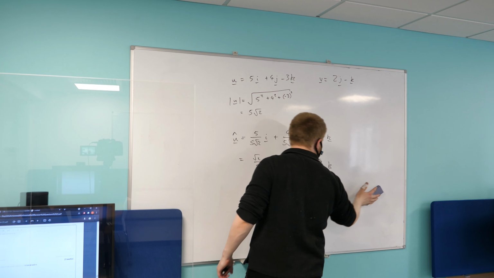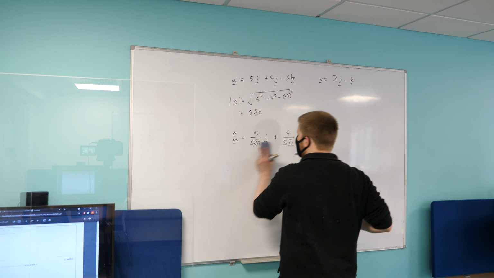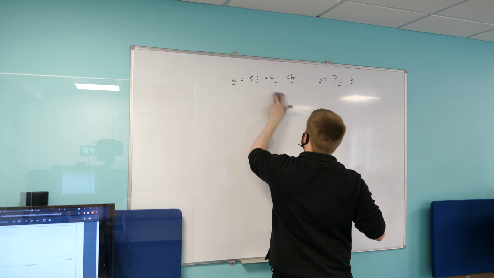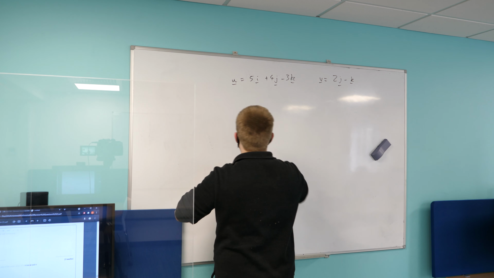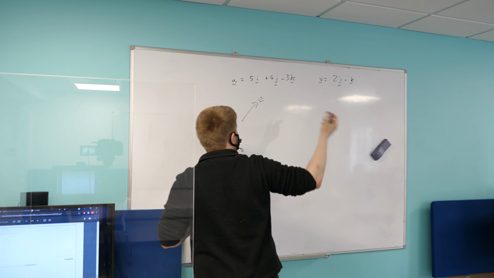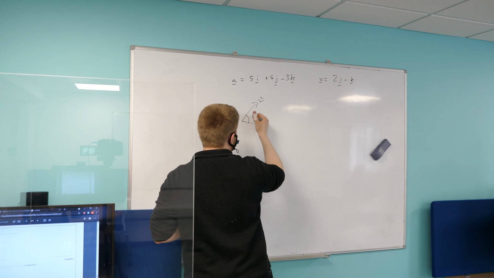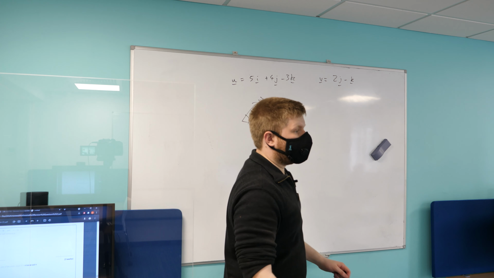Okay, so part B then, or part 2. Can you find the size of the acute angle between these two vectors? Okay, so in other words, I've got a vector u. Obviously this is in 3 dimensions, not 2. This is u, this is v. Can you find the size of the angle between those two vectors?